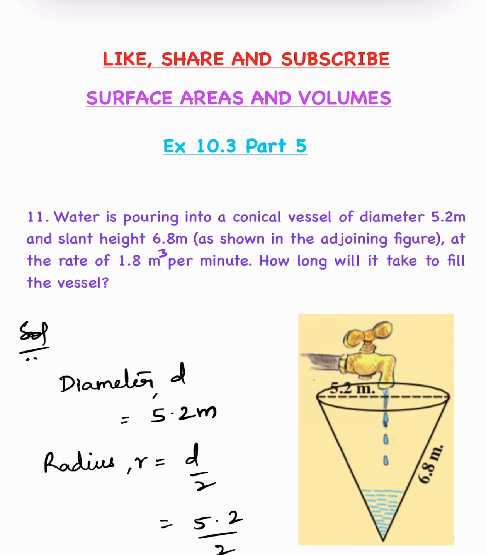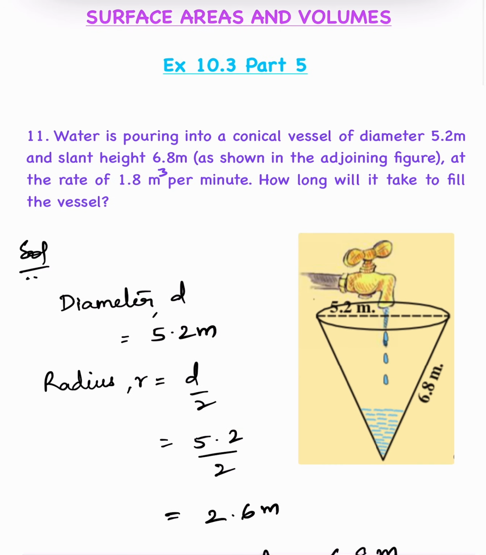11th problem. Water is pouring into a conical vessel of diameter 5.2 meters and slant height 6.8 meters, as shown in the adjoining figure, at the rate of 1.8 meter cube per minute. How long will it take to fill the vessel? So here there is a vessel in the shape of a cone. The diameter of the vessel, D, is 5.2 meters.